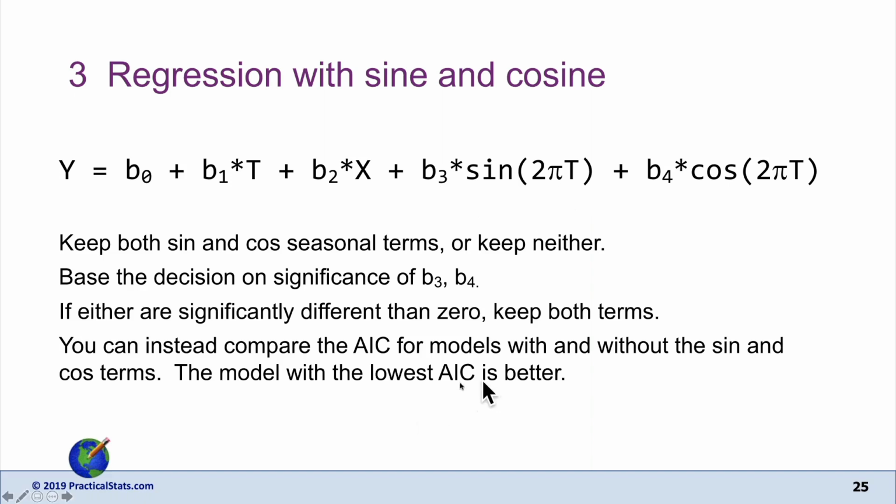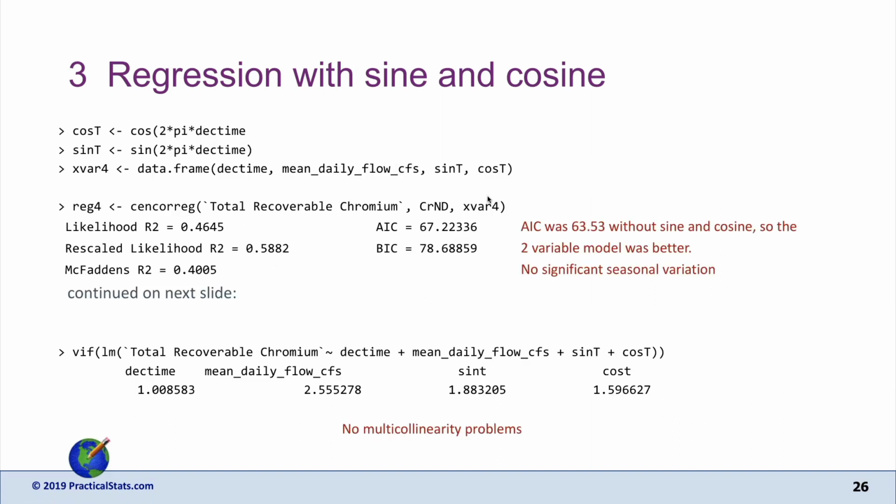Or a better way is just look at whether the AIC is lower with them as opposed to without them. So we can compare this model, which has 4 X variables, to the previous 2-variable model that just had time and flow. If the AIC for this is lower, then this is better, and there is seasonal variation. If AIC is higher, it's not better. Adding sine and cosine actually makes it worse. It's a worse fit, and there is no seasonal variation. So we do this real quickly. The AIC is higher. It's 67 instead of 63, and there's not going to be any seasonal variation here.